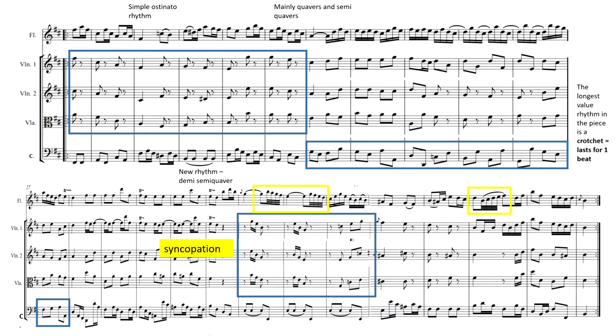Again, something to note that the longest value rhythm in section B is still a crotchet, which is only 1 beat. Again, in reality a crotchet is 1 beat. It's not really long. However, in the context of this piece, it is the longest rhythm, which I've just highlighted in yellow. Again, this is one example because there are a few examples in this piece and in this section.